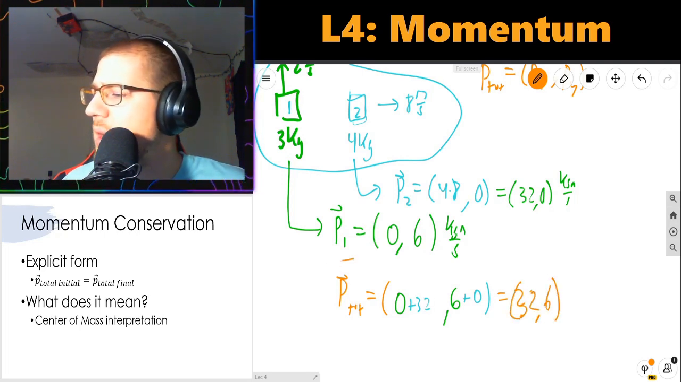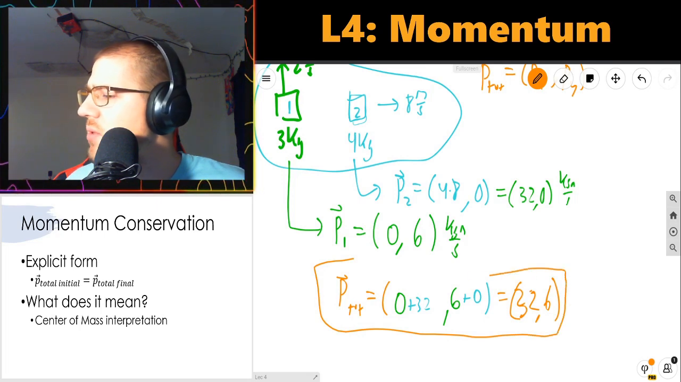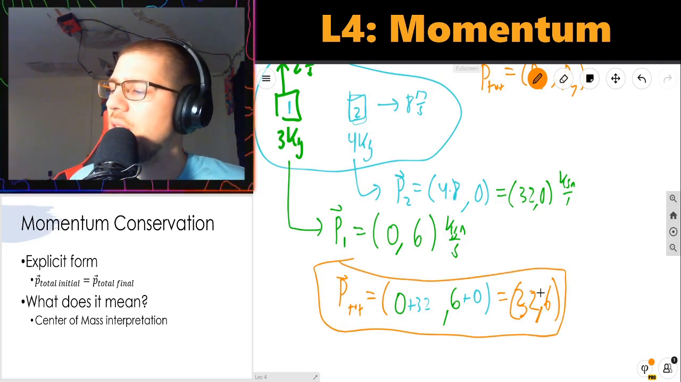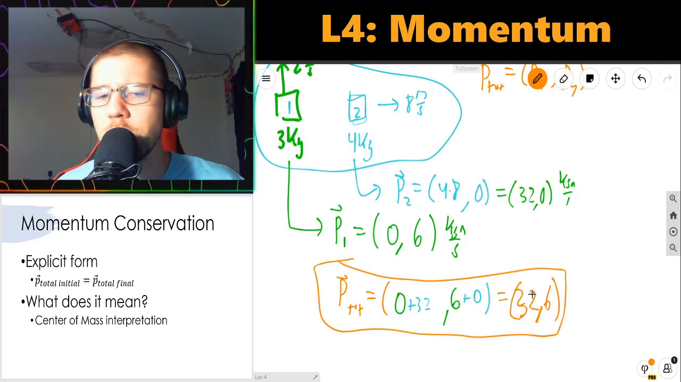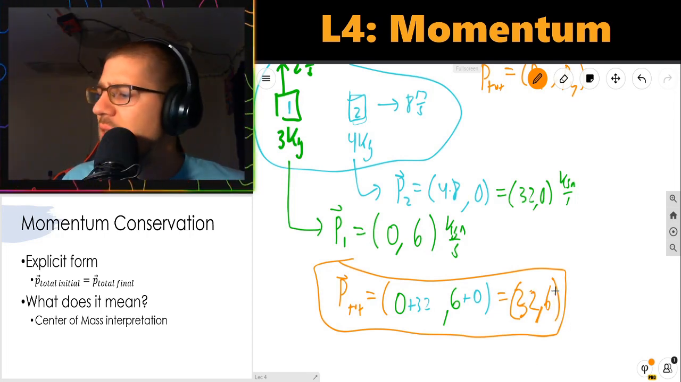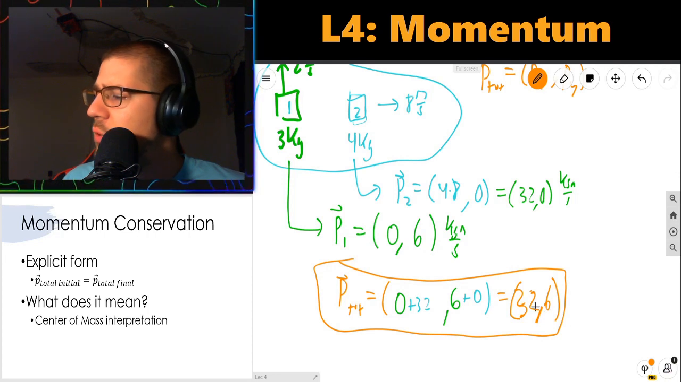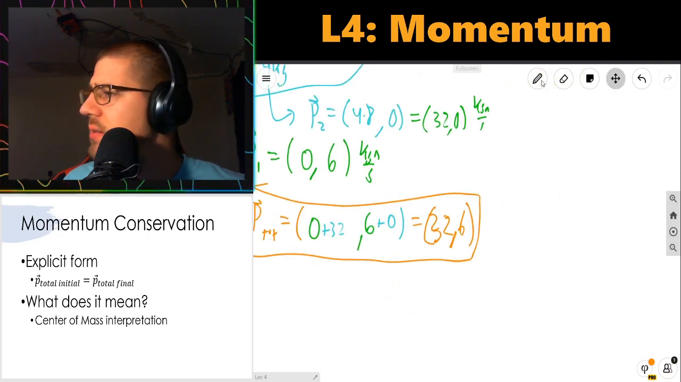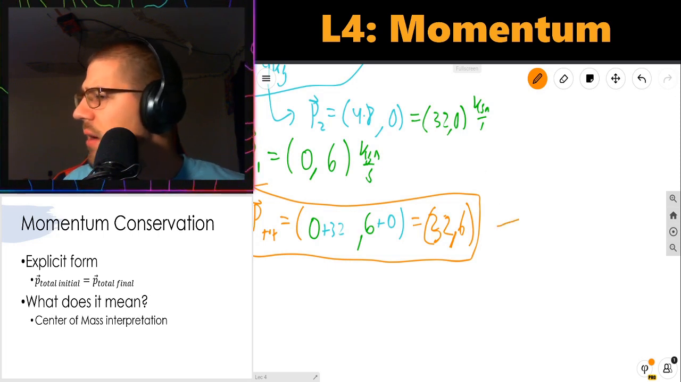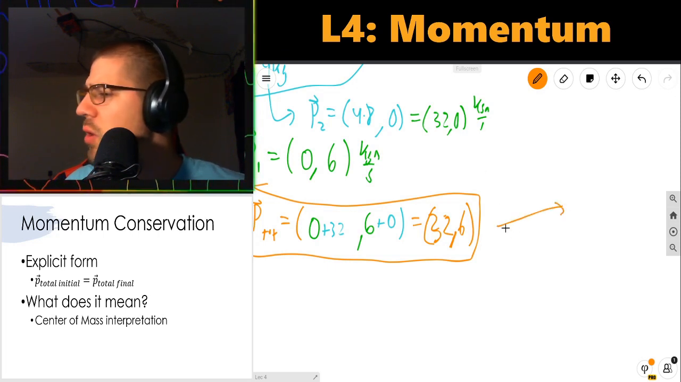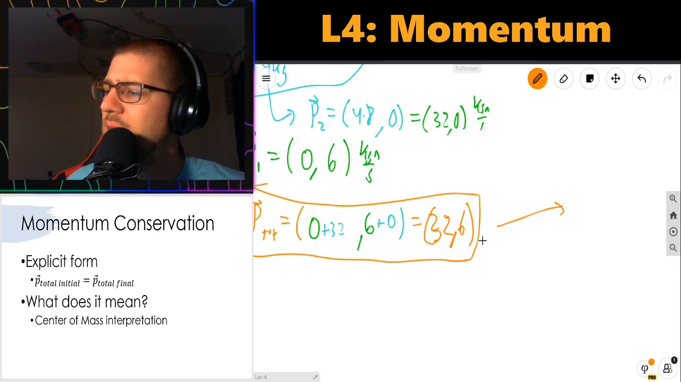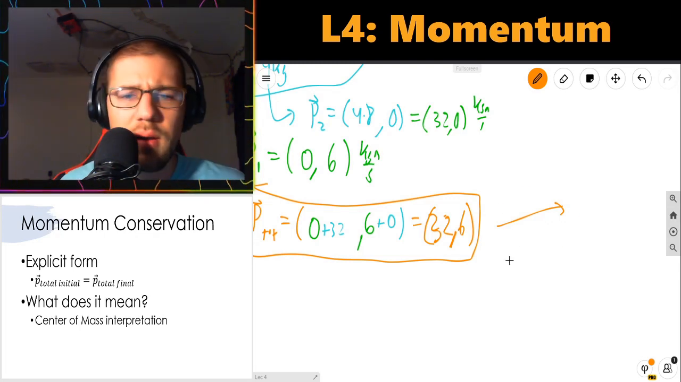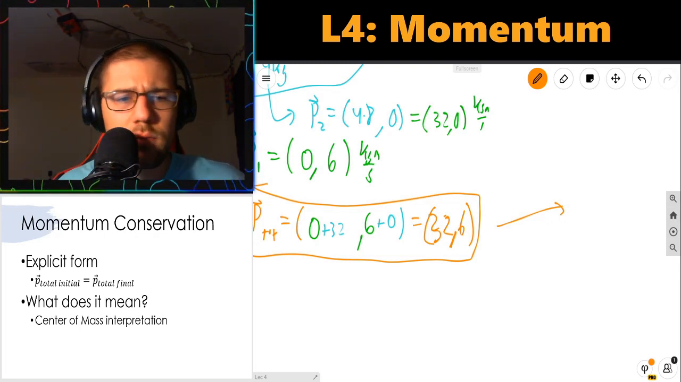So this total momentum for my system, as long as there's no external forces acting on my system, it will maintain this momentum throughout time. These two numbers will stay the same forever. It tells me roughly that the center of mass is moving to the right and up. So (32, 6) is going to give me a vector that looks kind of like that. It's mostly to the right and a little bit up. It's telling me that the center of mass is moving to the right and a little bit up.